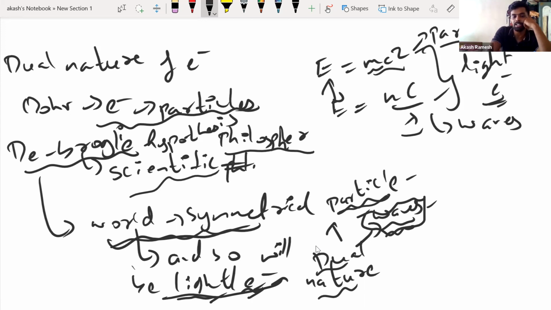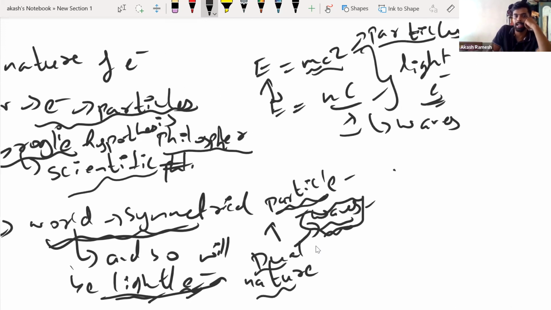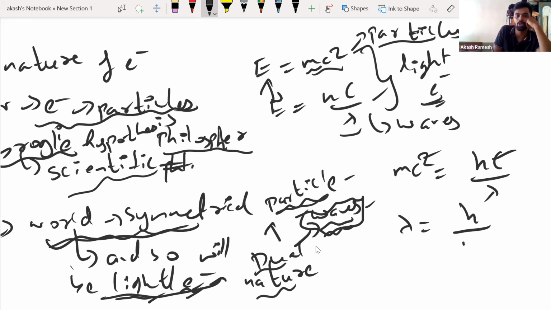So if I combine these two and equate them, mc squared is equal to hc by lambda. The c squared and one c get cancelled, so basically I'll get lambda is equal to h by mc. We write c if it is light, moving at the speed of light. For generalization, we can write v, some velocity. If it is light, we can write c, the velocity of light. If not, we generally write v.